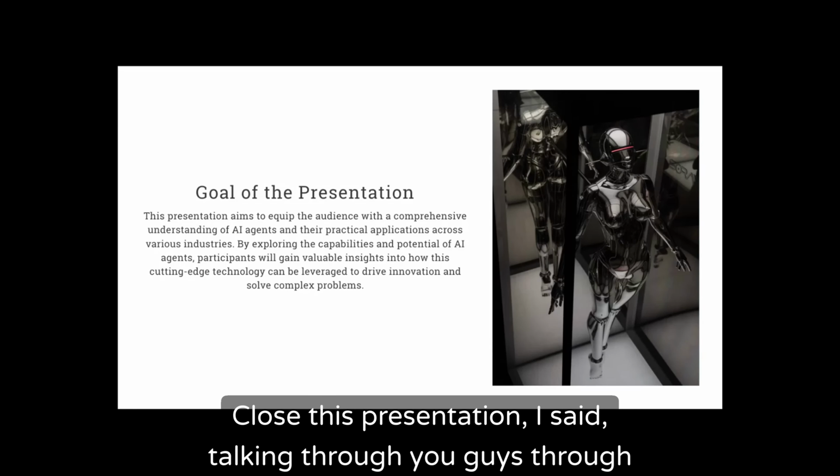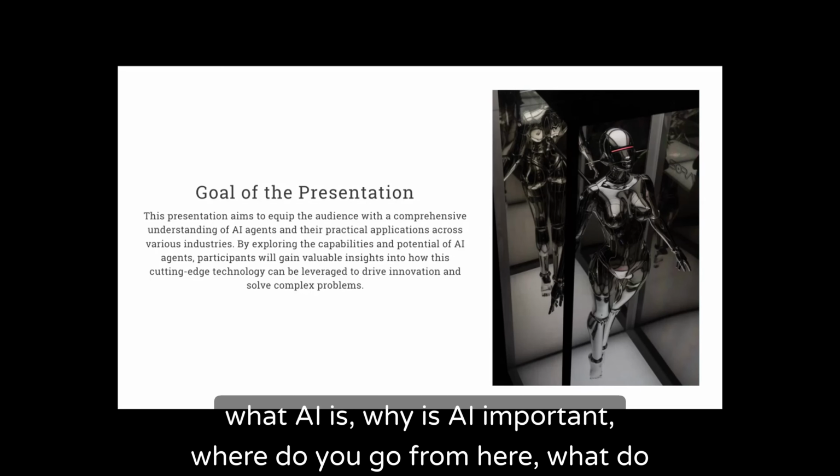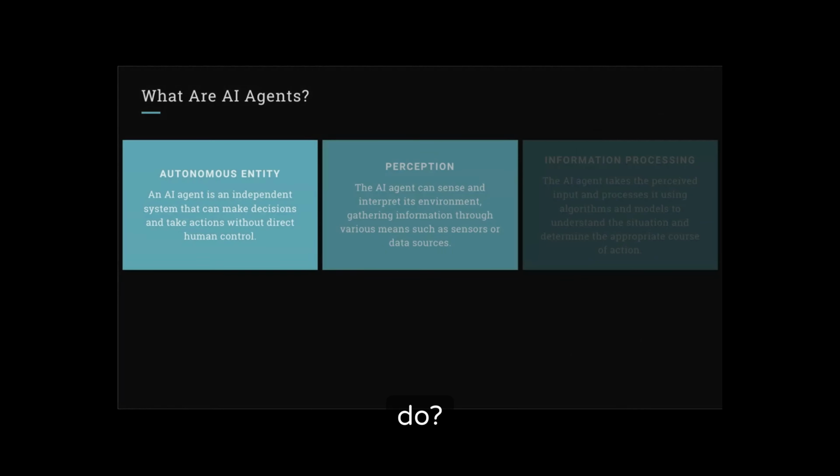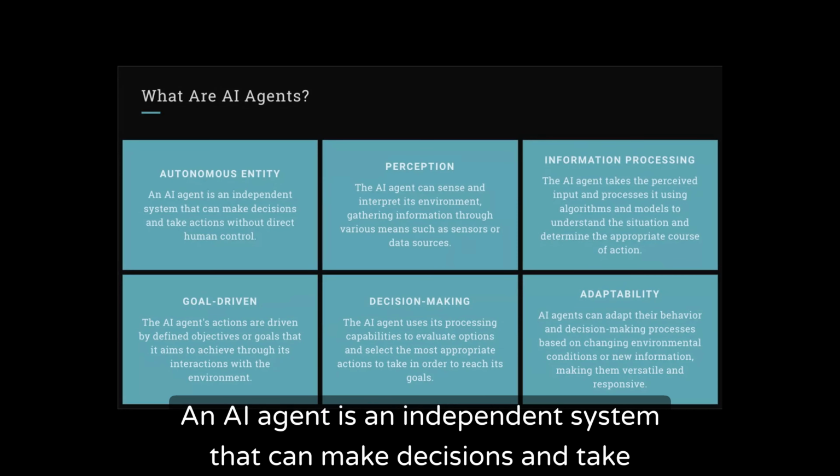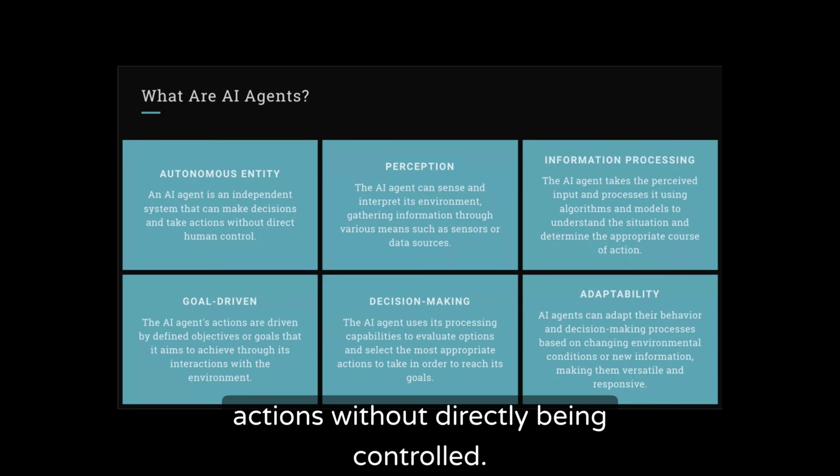The goal of this presentation, as I said, is just talking you through what AI is, why AI is important, where you go from here, and what we do. What are AI agents? Autonomous entities. An AI agent is an independent system that can make decisions and take actions without direct human control.